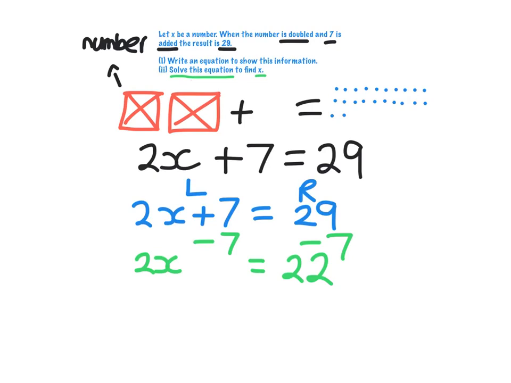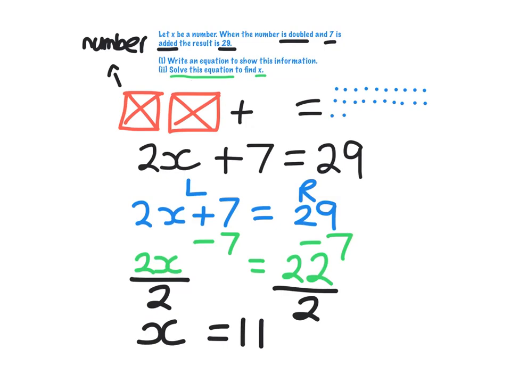Okay, so I want to find x by itself. So currently x is being multiplied by 2, and I know when a number is being multiplied by 2, to cancel that, or the inverse of that operation, I need to divide. And this time I'm going to divide by 2. And I'm going to divide by 2 on both sides, okay? So I'm going to get 2x divided by 2 gives me x is equal to 22 divided by 2 is 11. Now I'm going to go and do this in my visual section as well.